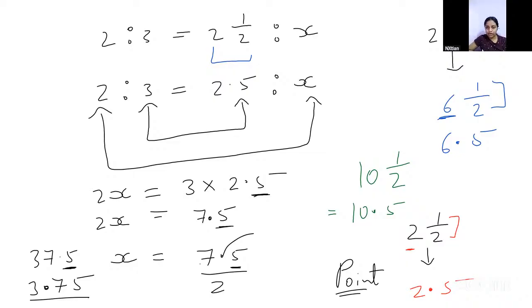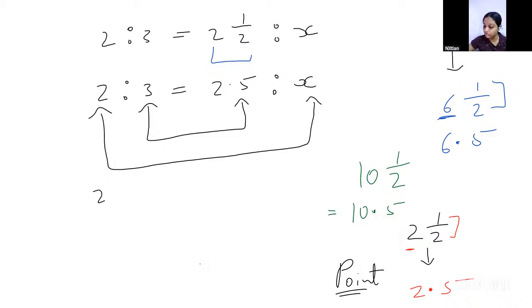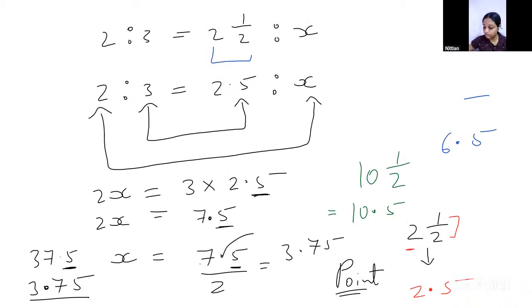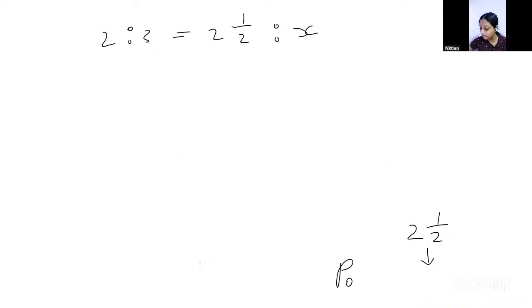Okay, understood? Yes or no? Yes, ma'am. Okay. Even if you don't understand a little thing, tell me you didn't understand, ma'am. I'll explain. 3.75 is the answer. I'll also show you how to divide with decimals if you want to see that.